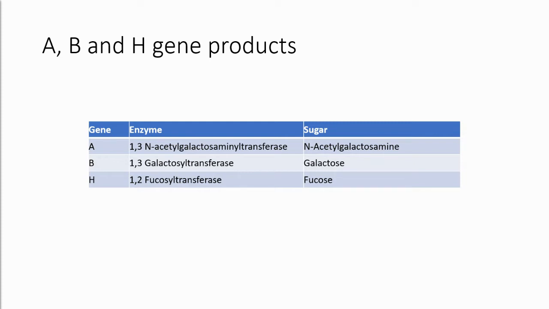H substance is then modified by either 1,3-N-acetyl-galactosaminyl transferase, which adds a N-acetyl-galactosamine to form the A antigen, or H substance is modified by 1,3-galactosyl transferase, which adds a galactose to form the B antigen. Individuals with the O allele cannot modify the H substance and are of blood group O. As we shall see later, the H substance is still present on the red cell surface.